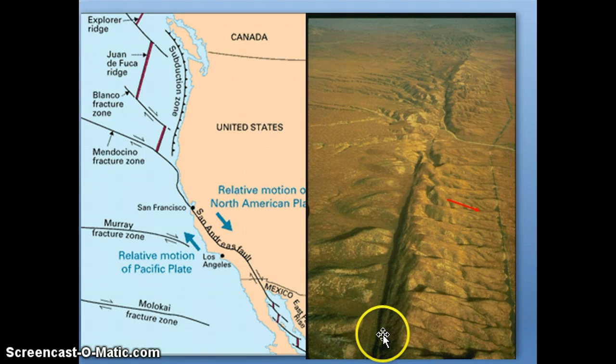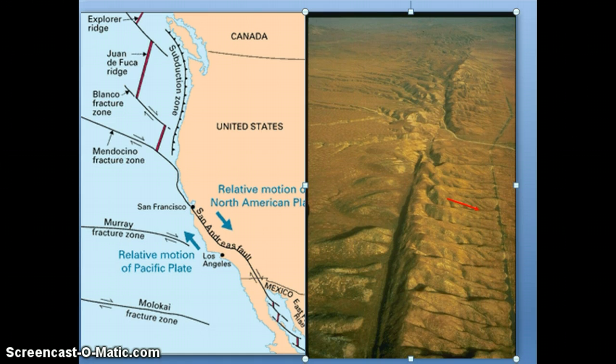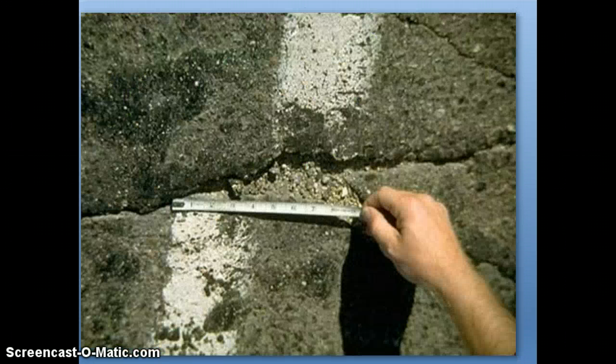But you can see the rift here. You can also see the displacement of that rift on that edge as the plates have moved against each other.